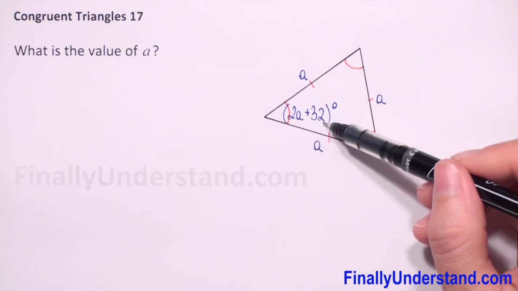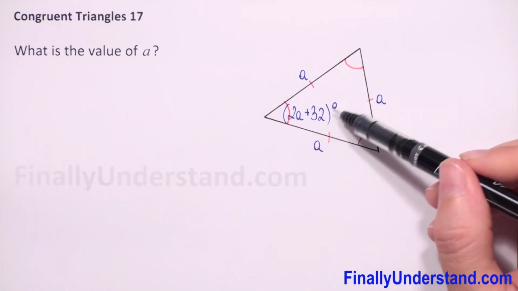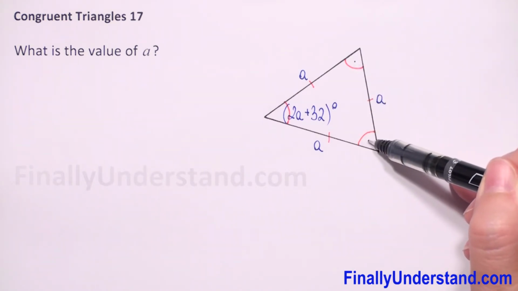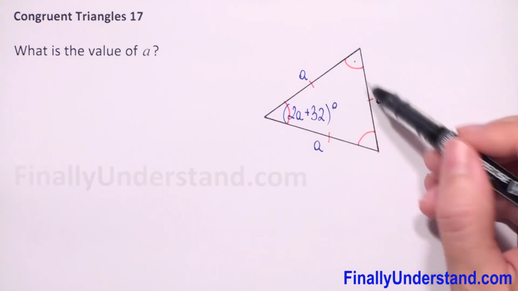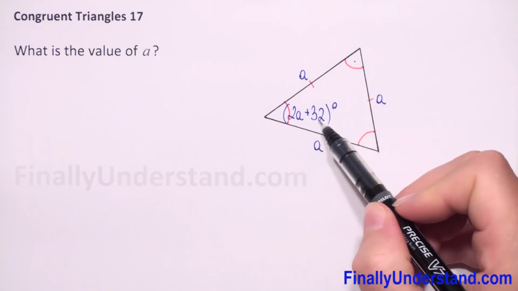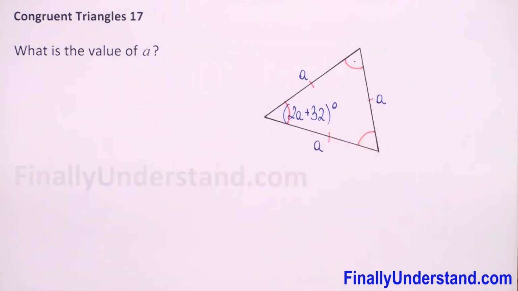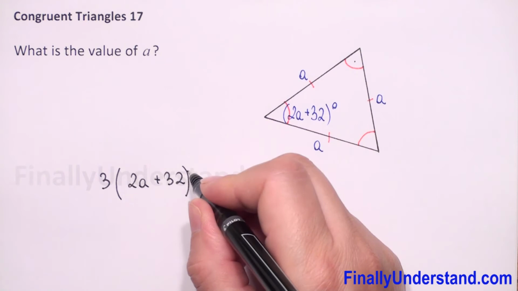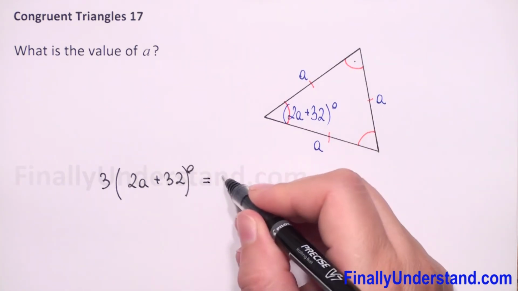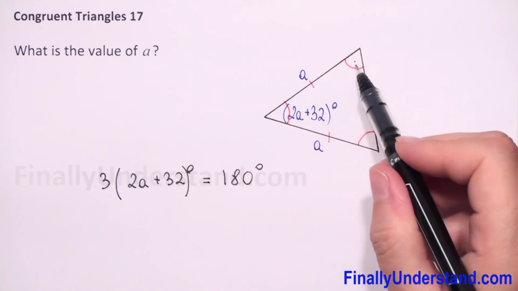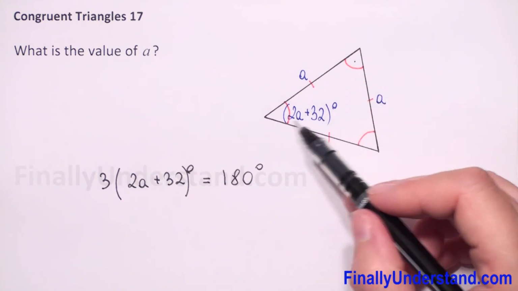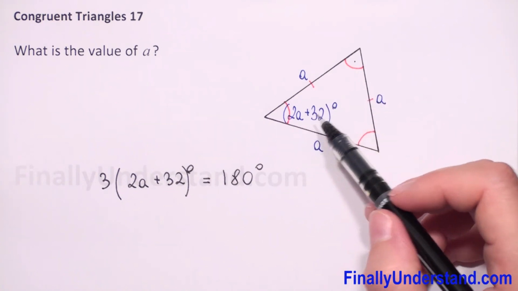Because we have given this angle by this expression, it means that this angle has the same and that has the same expression too. So we have 3 angles given by this expression. So we can write that we have 3 times 2a plus 32 degrees, and this is equal 180 degrees because sum of measures of this interior angles of our triangle is 180 degrees.